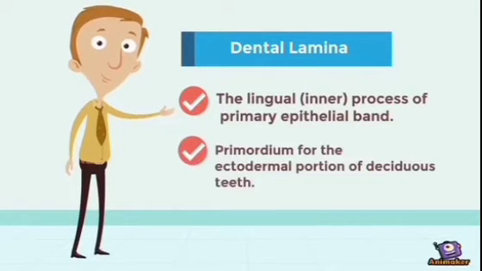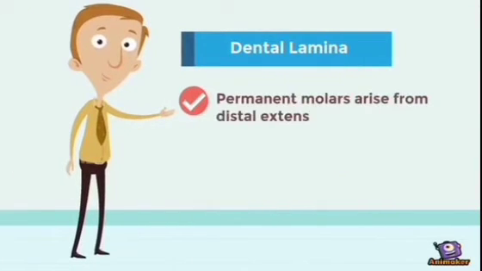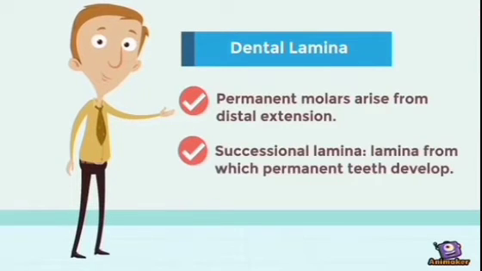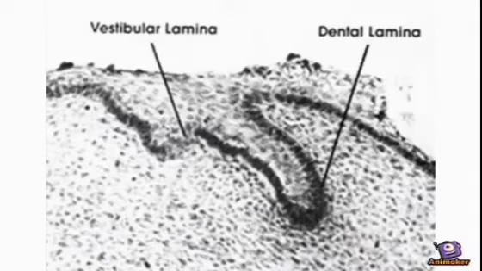Primordium for the ectodermal portion of deciduous teeth. Permanent molars arise from distal extension. Successional lamina, the lamina from which permanent teeth develop. These are the divisions of the epithelial band.